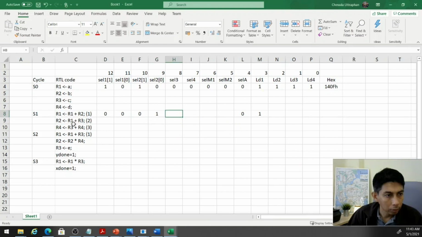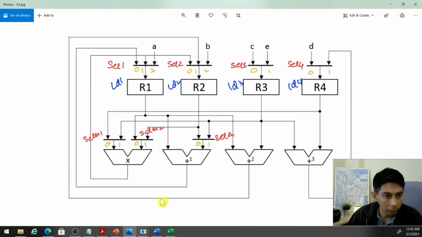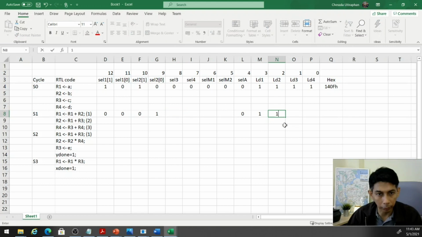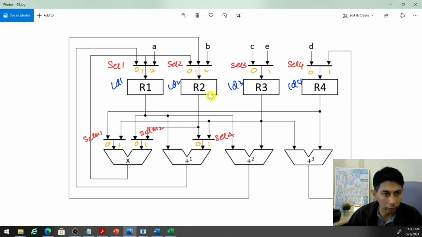And the operation R1 plus R3, do we need to do something here? R1 plus R3? No, because we don't have any select or any multiplexer here. So it's already R1 plus R3, so there should be no problem here. All right, but LD2 must be 1, because we want to load the data into R2.